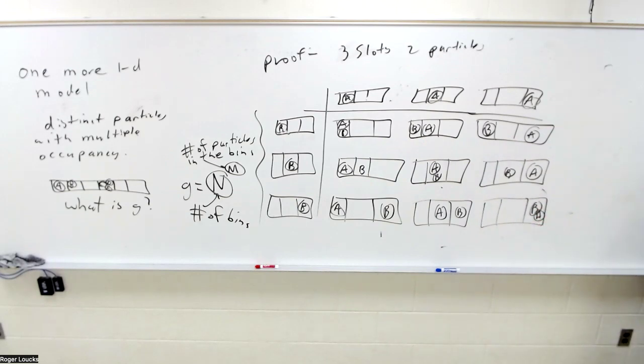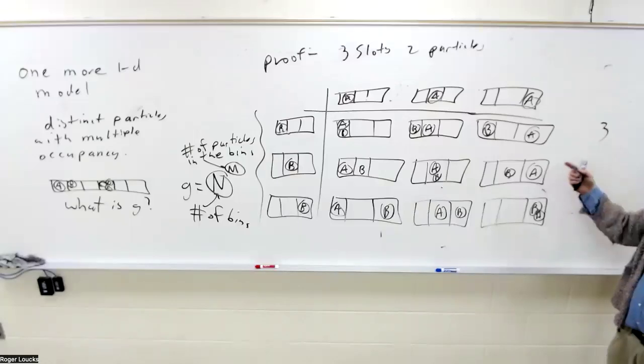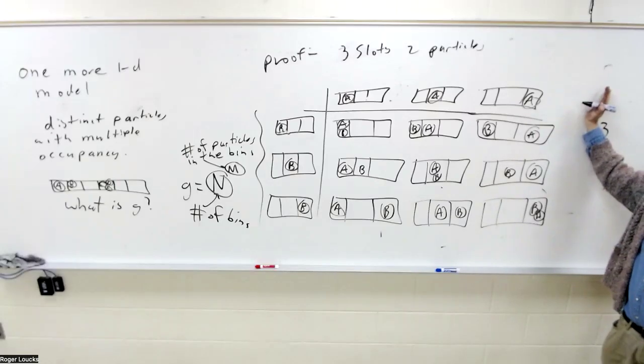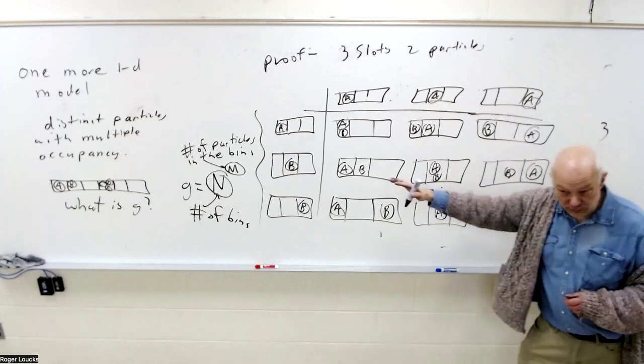How many do I have here? I have 9. How did I get 9? Because I have how many slots? I have 3 slots. Okay. If I had 4 slots, what would I have to do to this? I need another column. If I had 5 slots, I need another column. In the same way down here.